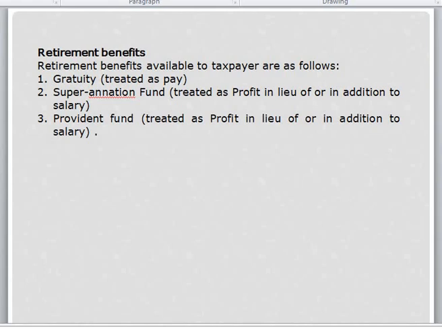Next is annuities. Annuity is any supplement of the annuity or taxable salary, even if it is paid voluntarily without any contractual obligation, of the present or ex-employee.